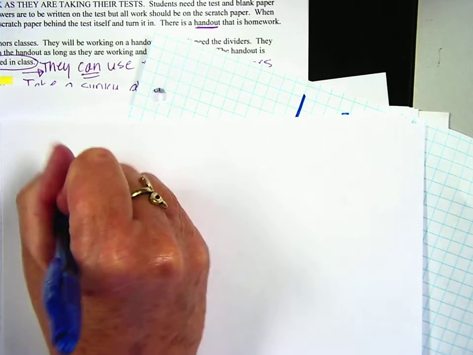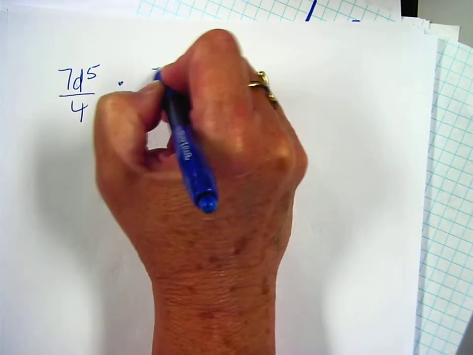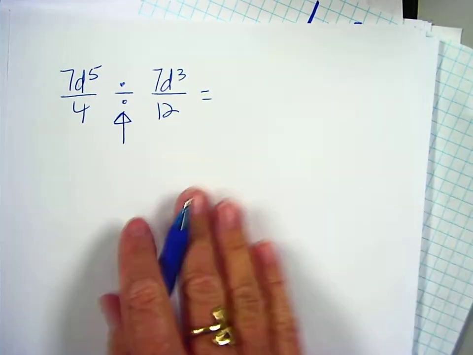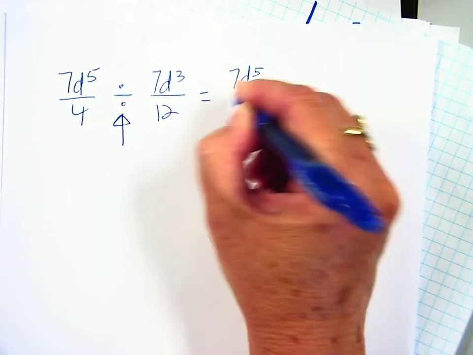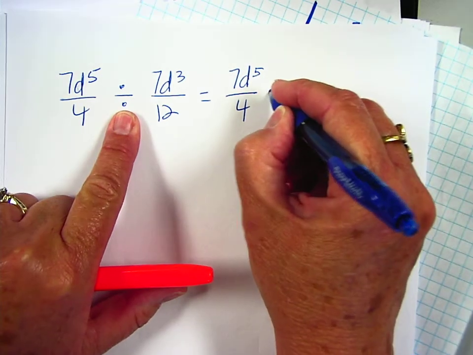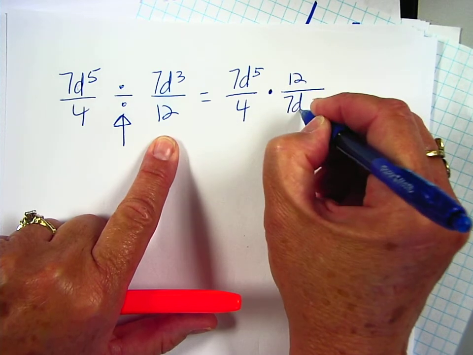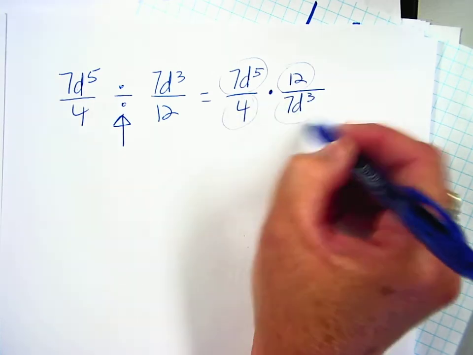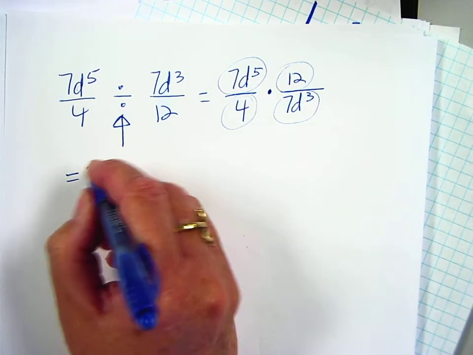Number 13, 7d to the 5th over 4 divided by 7d to the 3rd over 12. I am dividing fractions, so I'm going to multiply times the reciprocal of the second fraction. So I'm going to rewrite it. Instead of division now, I'm going to multiply by the reciprocal of this second fraction. You know what makes this really sweet? Monomial, monomial, monomial, monomial. No addition or subtraction. I can just slice and dice these apart.